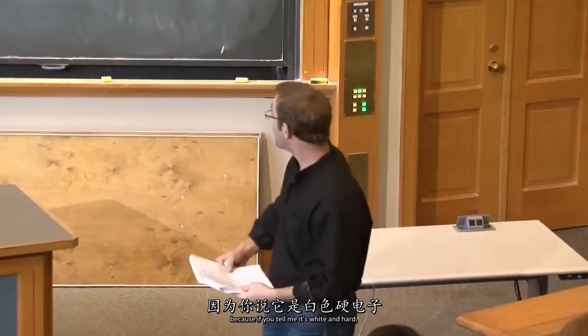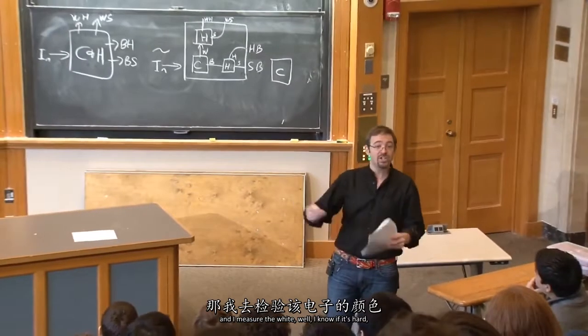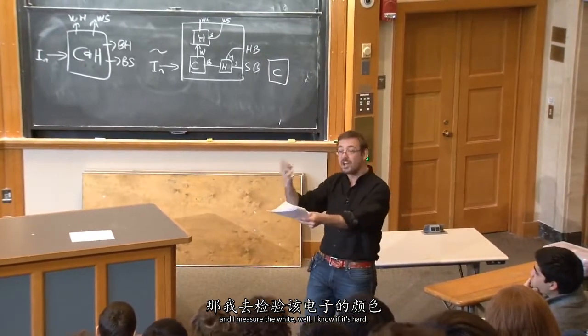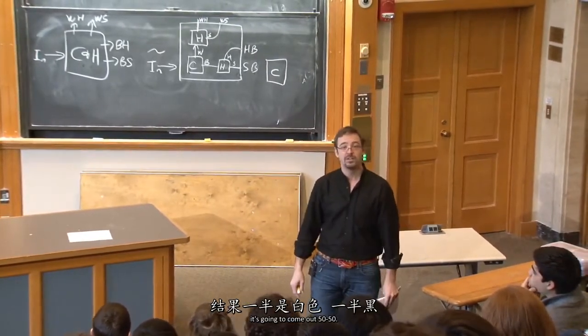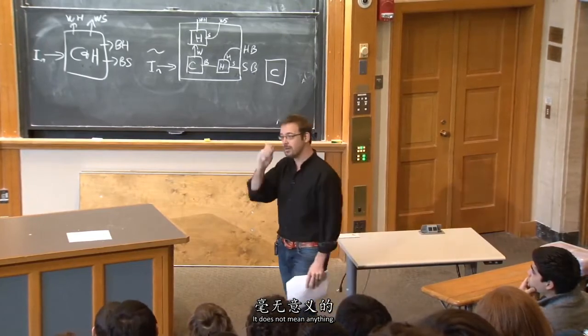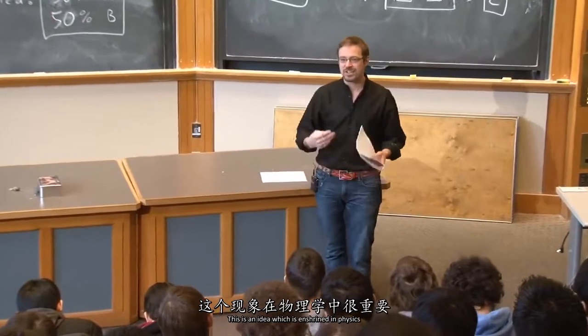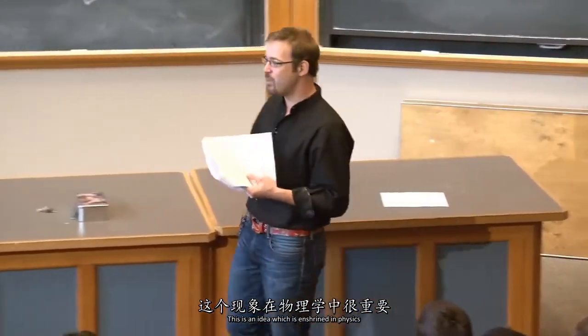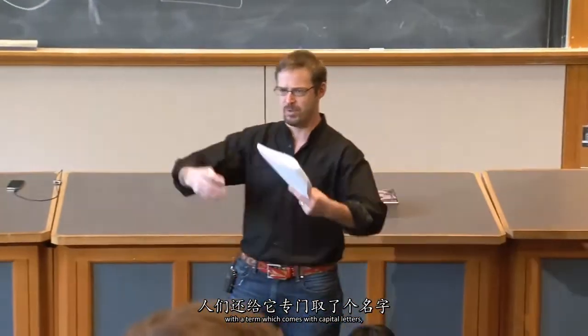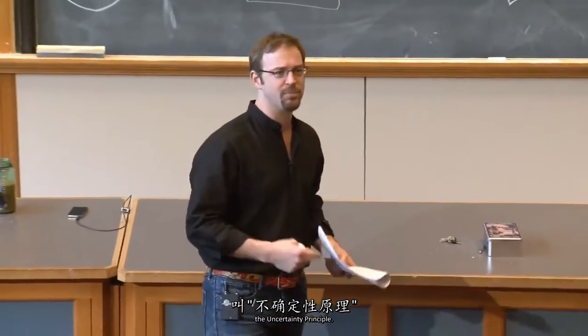Because if you tell me it's white and hard, and I measure white, well, I know that if it's hard, it's going to come out 50-50. It does not mean anything. So this is an important idea. This is an idea which is enshrined in physics with a term which comes with capital letters, the uncertainty principle.